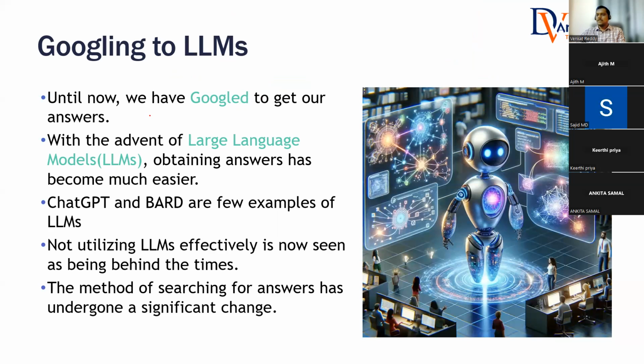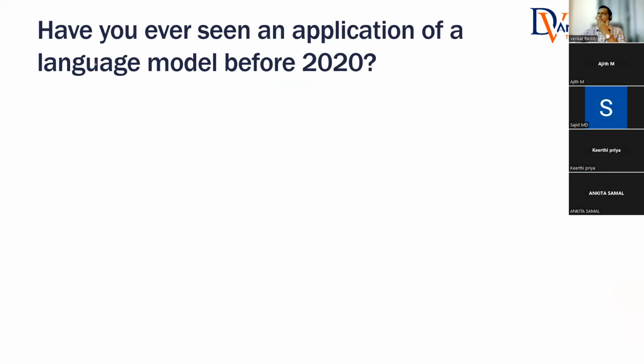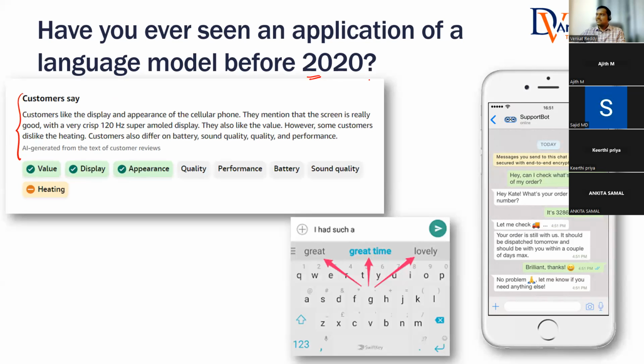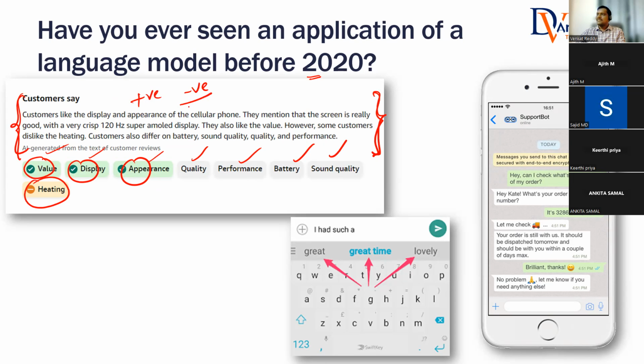Okay, let me ask you a question. Have you ever seen any application of a language model like this a couple of years back? Before 2020, have you ever seen any application of a language model? If you take Amazon, you write a comment, and automatically keywords are extracted. Automatically, what are the positive keywords, what are the negative keywords, what are the neutral keywords, all of them are extracted. As soon as you write a comment, whether it is positive or negative, the sentiment is detected. That is one of the applications of a language model.